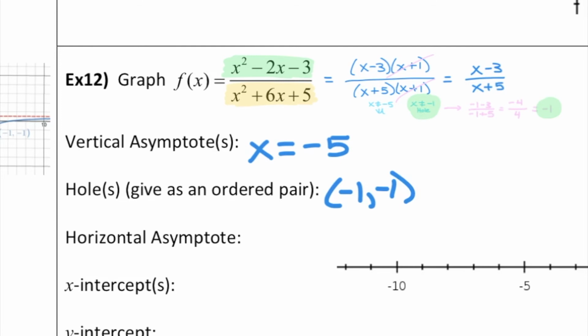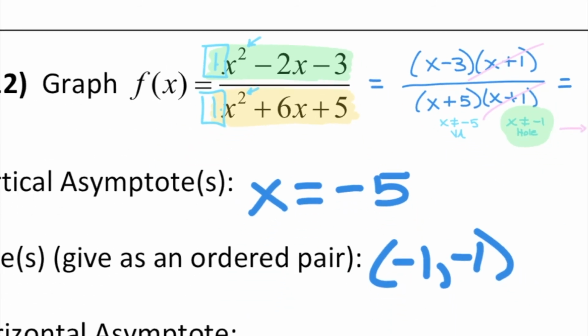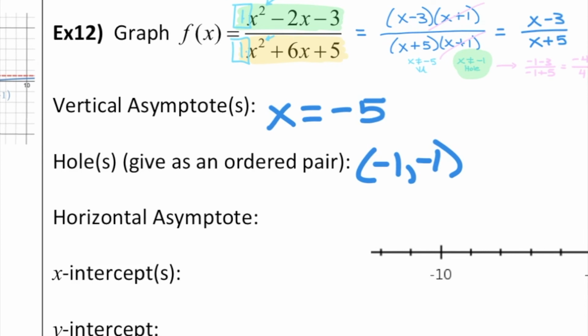To compute the horizontal asymptote, you want to again look at the degree of the numerator and the degree of the denominator, and they're the same. And the leading coefficient in the numerator is 1. The leading coefficient in the denominator is 1. And so your horizontal asymptote is 1 over 1, which is just y equals 1.